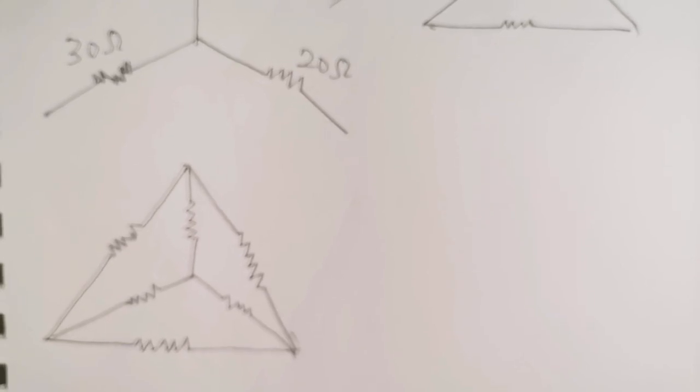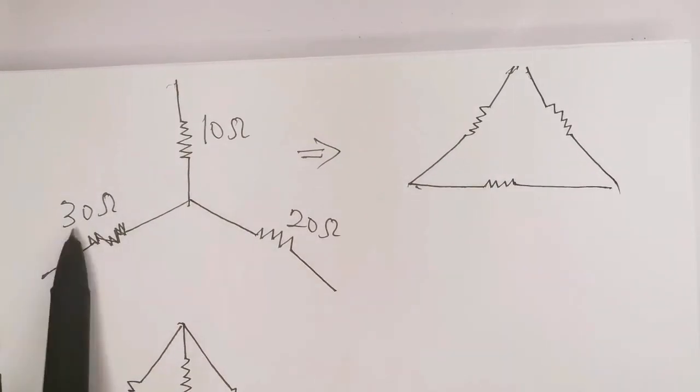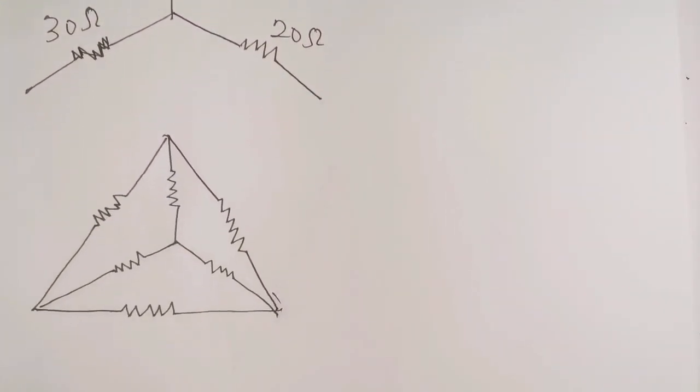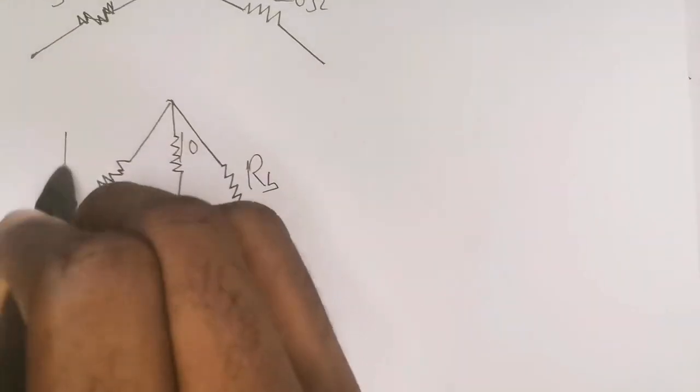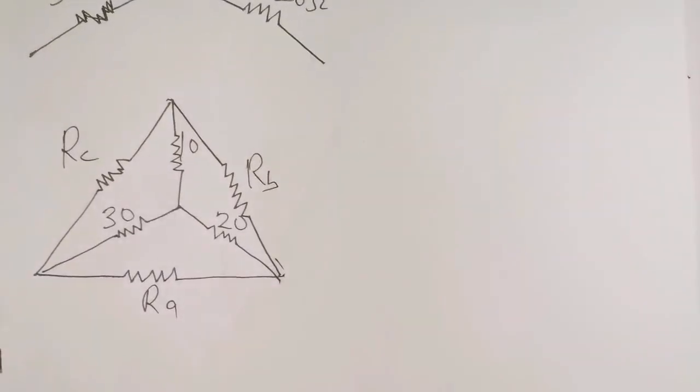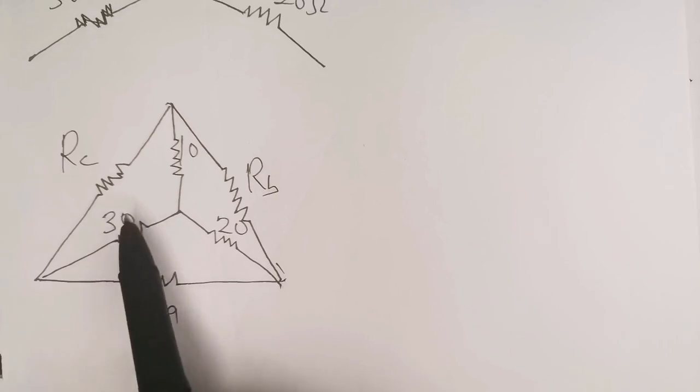Now let's label them, not forgetting the values from the given question: 10, 20, and 30 ohms. So we have here 10 ohms, here 20 ohms, and here 30 ohms. Let's call this RA unknown, this RB unknown, and this RC unknown. We need to find the equivalent values of RA, RB, and RC to be able to convert this star into a delta network.